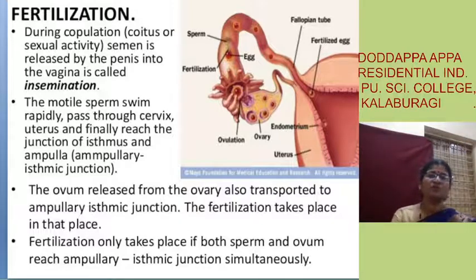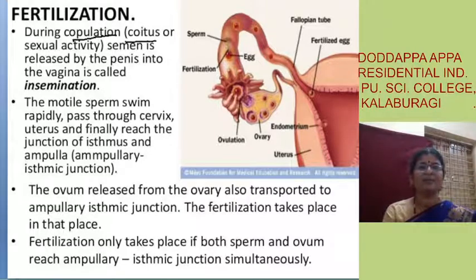Now let us go to fertilization. What do you mean by copulation? Copulation is a sexual activity, also called coitus, where the male deposits the semen into the female reproductive tract, which is called the vagina. This process of deposition of the semen into the female reproductive tract is called insemination.